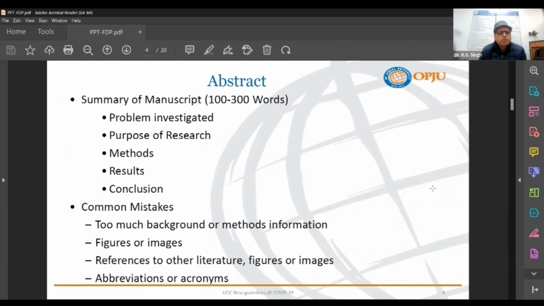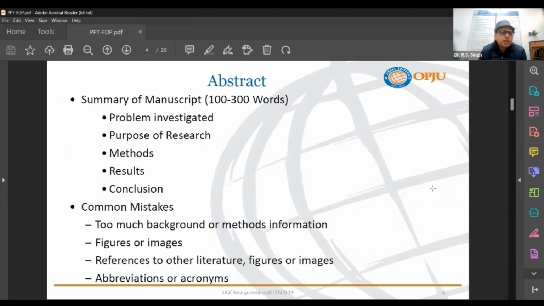So this is how you have to include that. The common mistakes that authors make are too much background or method information. It means all the information that they put in the abstract is not necessary, like what kind of methods they have used, how they have characterized, where they went for assessment. They don't want this information. They want the key results that you have obtained, and if you have some method, you just write one line that you used it, and this is how you obtained the findings.